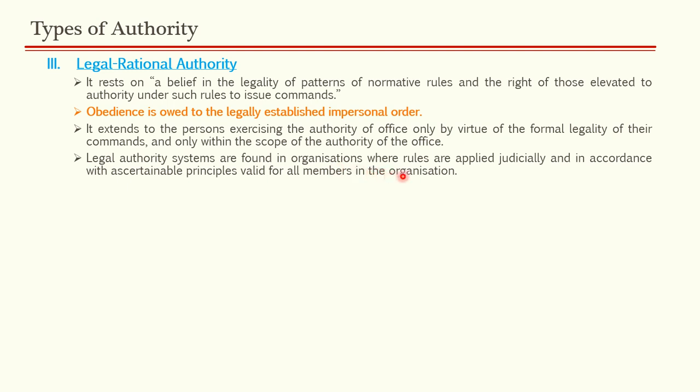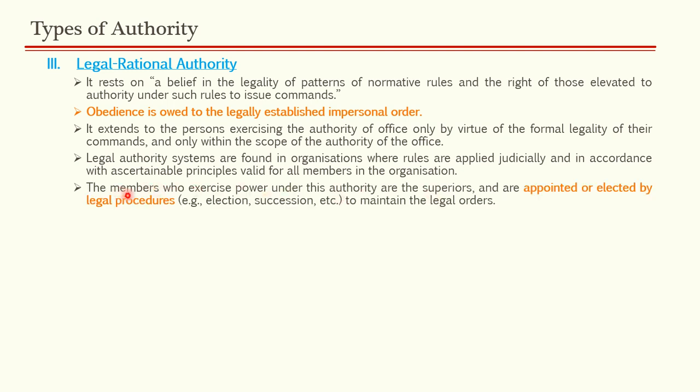Legal authority systems are found in organizations where rules are applied judicially and in accordance with ascertainable principles valid for all members in the organization. So basically everyone is treated equally in an organization, rules are applied judicially to all, and principles are valid for all members, and there is no nepotism or favoritism or bias. Everything is laid down and everyone is equal. This is what legal rational authority is.